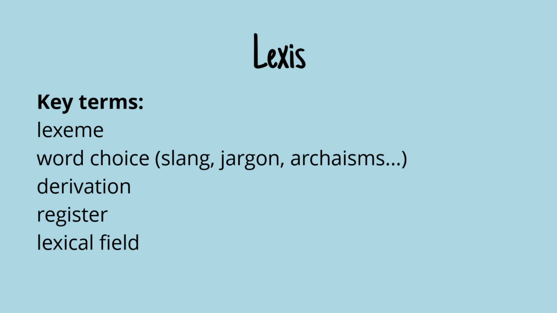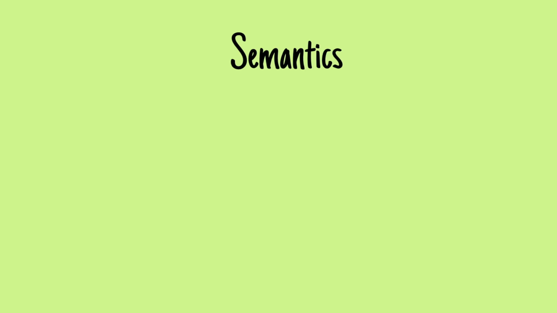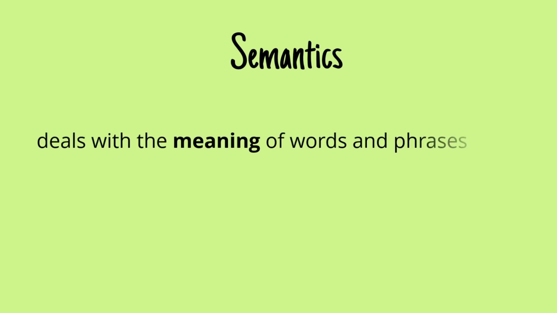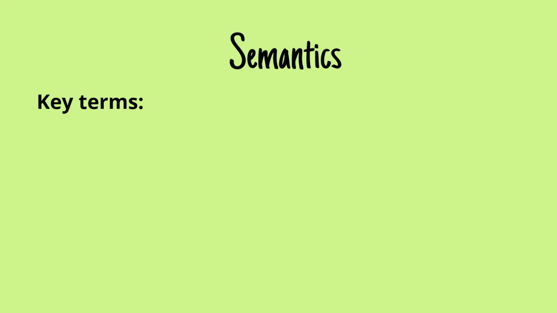For example, the words apple, orange, and peach all belong to the lexical field of fruit. Lexical fields are also sometimes called semantic fields. Which brings us to our next framework, semantics. Semantics deals with the meaning of words and phrases.